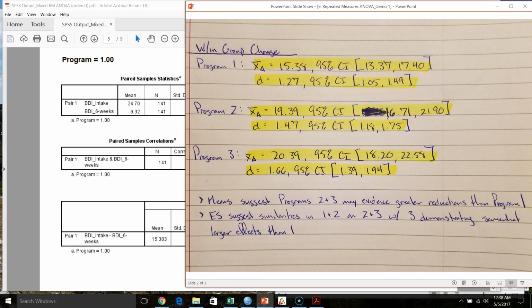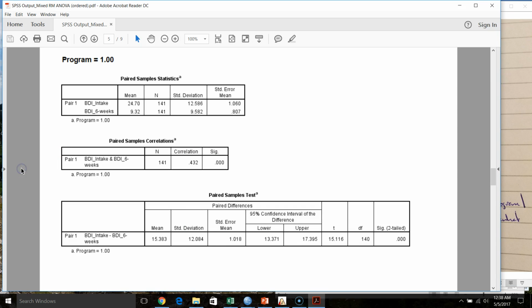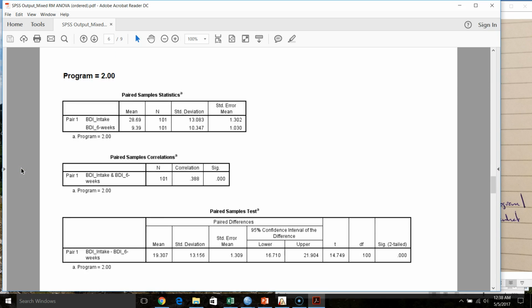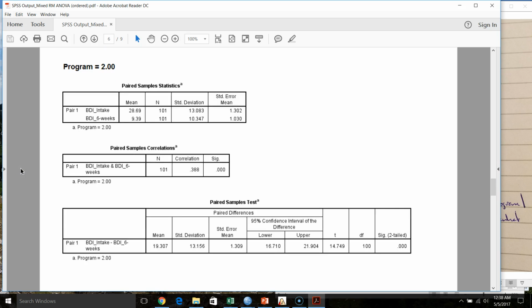So if we're looking at Program 1, pretty impressive, right? But let's go through and see what's going on in Program 2. If we go down and look at our data for Program 2, basically, we're just going to do the same thing for Program 2.